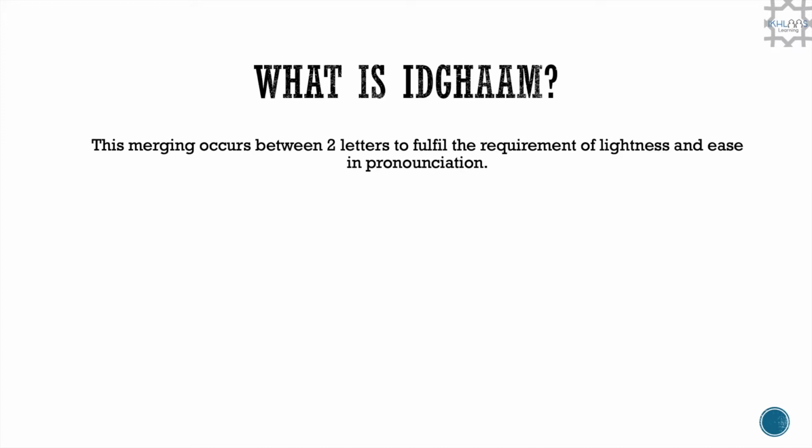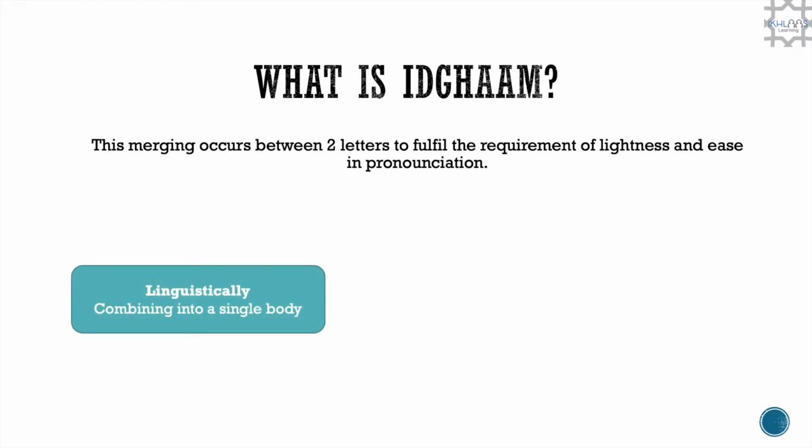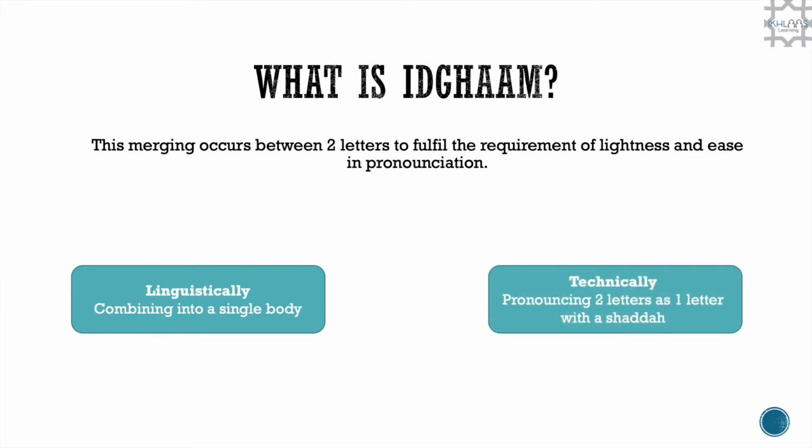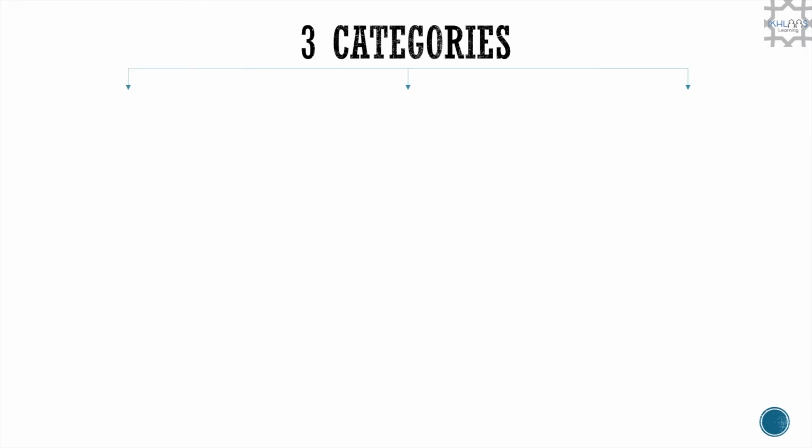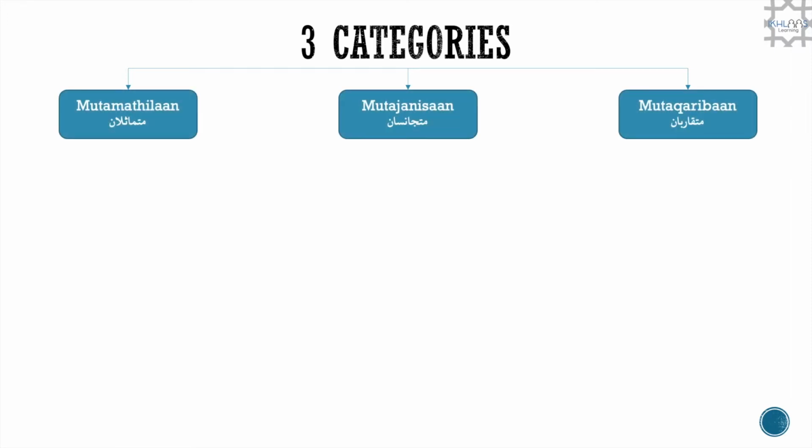So what is Idghaam? Idgham is the merging of two letters to fulfill the requirement of lightness and ease in pronunciation. Linguistically, idgham means combining into a single body. Technically, it means pronouncing the two letters as one letter with a shadda. There are three categories of idgham: Idgham Mutamathilaan, Idghaam Mutajanisaan, and Idghaam Mutaqaribaan.